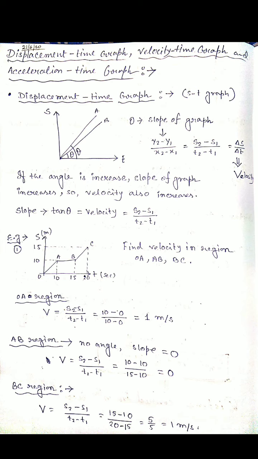And this type of graph, we already have a little bit of an idea: when the object is at rest, uniform motion, uniform velocity, non-uniform velocity, what will be the nature. We also studied that in class 9 and class 7 or 8 also. Okay, so let's start with the displacement-time graph.